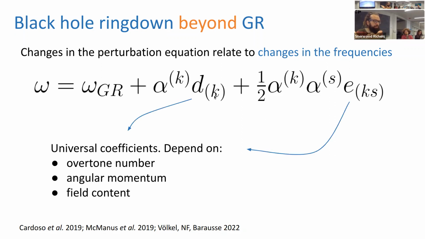And these coefficients are universal, they don't depend on the theory, because all the theory is captured by the alphas. And they just depend on the overtone number, so the number of nodes of the mode with respect to the r direction, and the angular momentum.